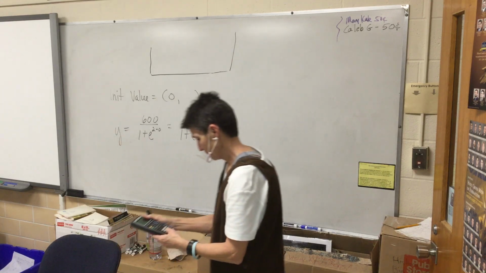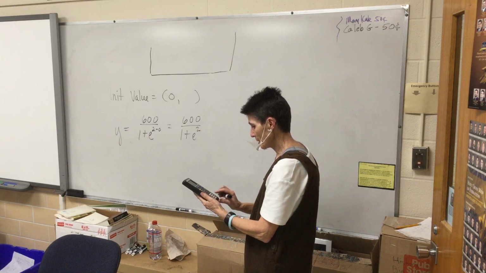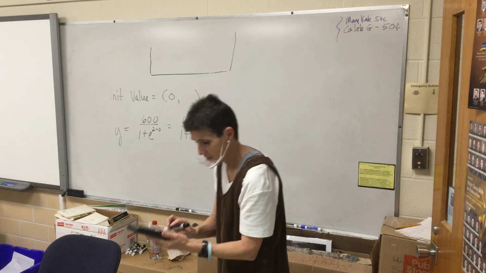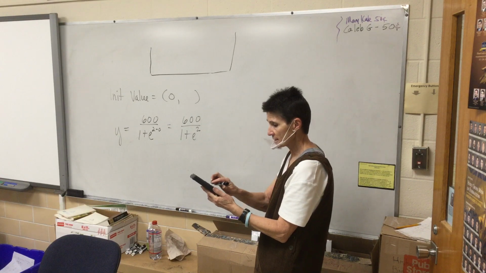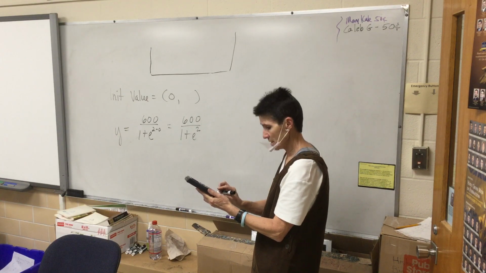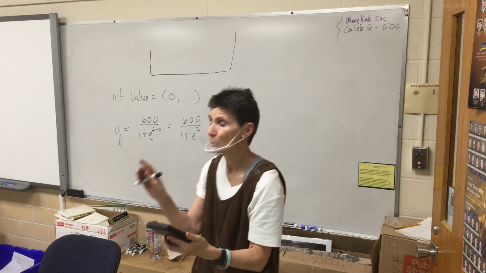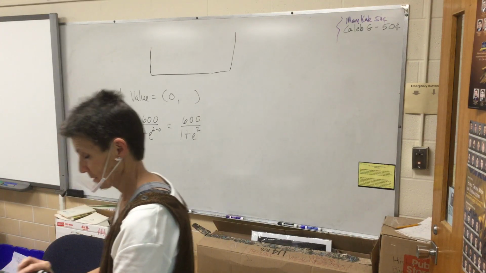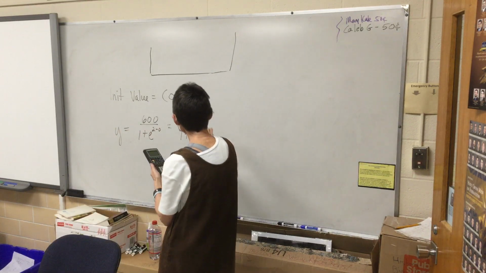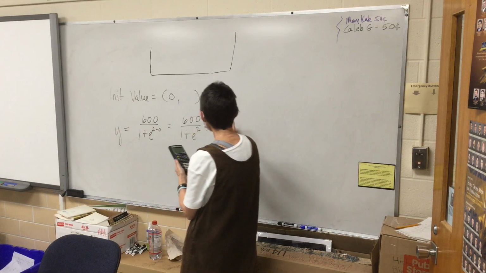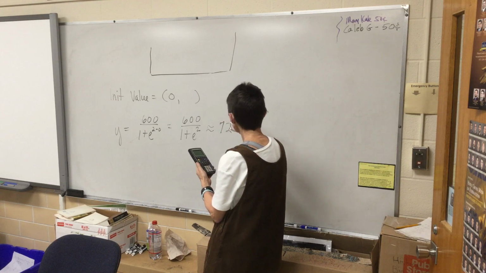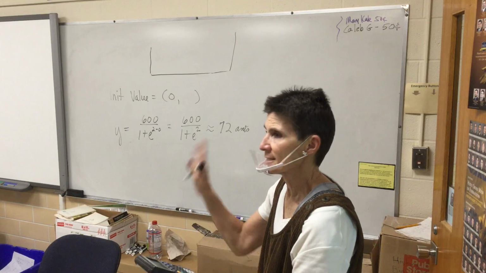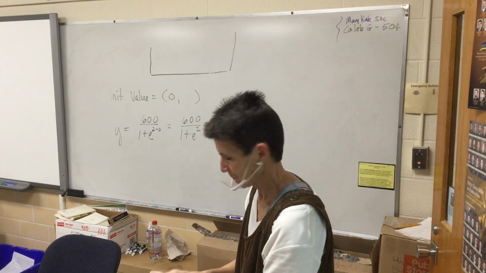Calculator. 600 divided by parentheses 1 plus second ln 2. Remember, to get e, you second ln. Looks like if I round off, we're going to have about 72 ants. It's 71.52. If you said 71, I wouldn't argue with you.